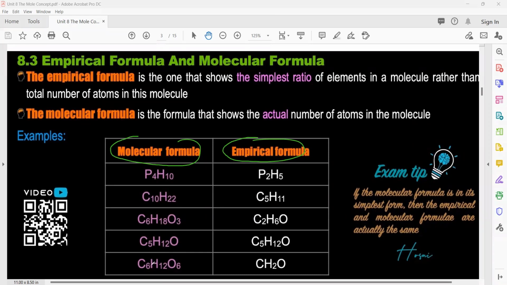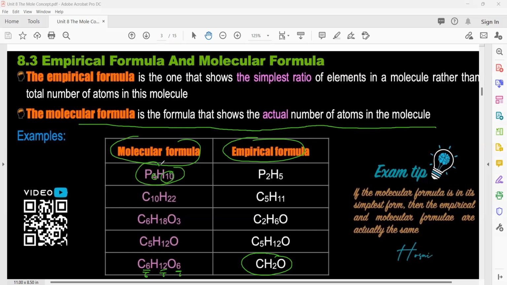And now they have given another example, C6H12O6. All the numbers you can divide by 6. So the answer will be CH2O. So this is the empirical formula. Molecular formula is a formula that shows the actual number of atoms in a molecule. So here, if you see this formula, how many phosphorus has 4, how many hydrogen has 10. So it will give you the exact number of atoms present in this substance.